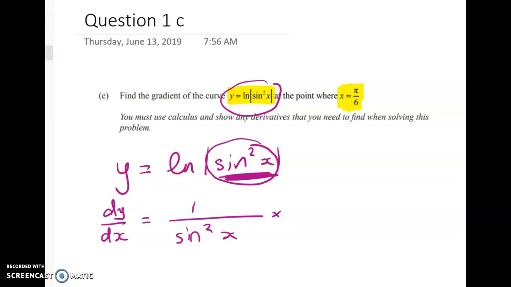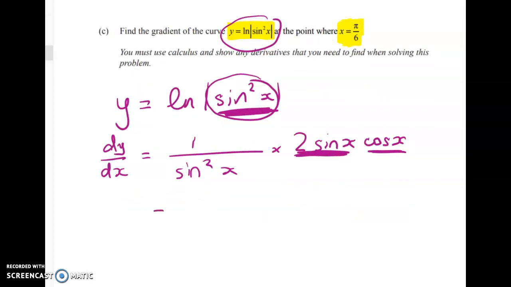So it's going to be times 2 sine x cos x, right? The 2 sine x part is because this is a polynomial in sine x, and then cos of x is the derivative of sine x. So we've got a chain rule inside a chain rule. So cleaning that up, what do we get? Well, we get 2 cos x over sine x. Now we have to go on and substitute in when x is equal to pi on 6.